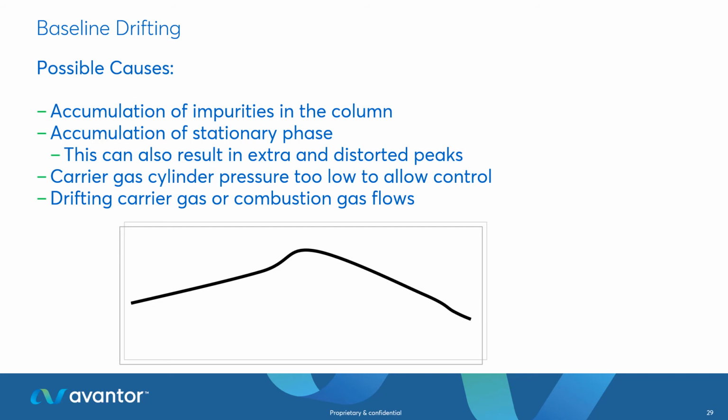Looking at the first one, it is feasible that we get a degree of baseline drifting occurring, and this can be caused by accumulation of impurities on the column. It could also be caused by accumulation of stationary phase, which can also result in extra or ghost peaks appearing or distorted peaks occurring. The carrier gas cylinder pressure may be too low to control the gas flow correctly, which can be causing some issues. And drifting carrier gas or combustion gas flows can also be causing the problem of a drifting baseline, particularly when we're looking at the detector side of the instrumentation.